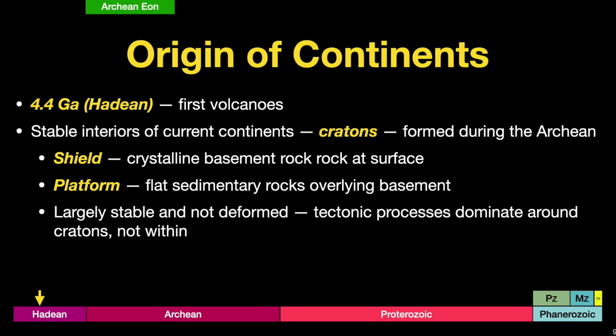In fact, during the Archean, the stable interiors of current continents formed. These are known as cratons. The cratons are made up of two distinct parts. First is the shield. The shield is the crystalline basement rock, aka metamorphic rocks, which underlie the continents and are exposed at the surface of the Earth in the centers of many continents.